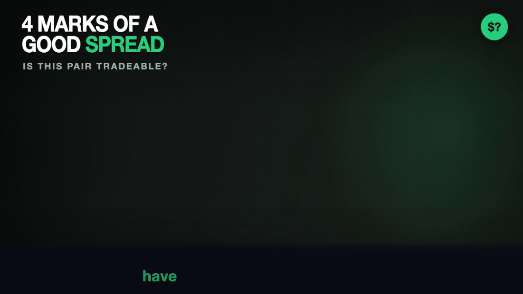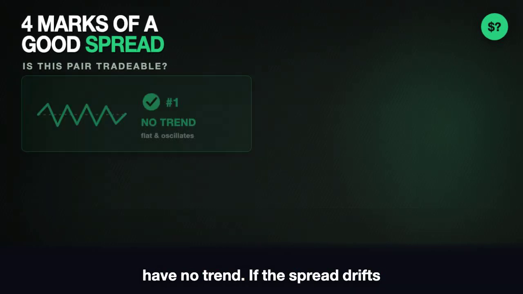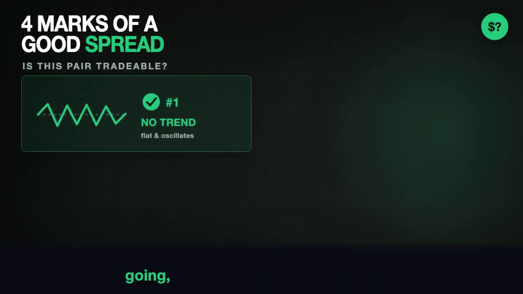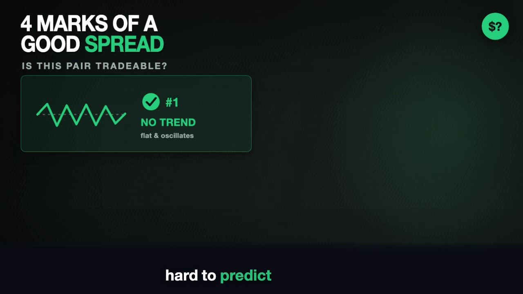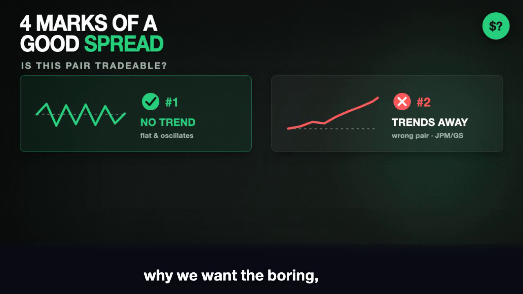1, it must have no trend. If the spread drifts one direction, up or down, and keeps going, you picked the wrong pair. This may be the single most important feature. A series with a trend is very hard to predict or act on. But a series with no trend, one that keeps returning to its mean, is far easier to work with. That is why we want the boring flat line.